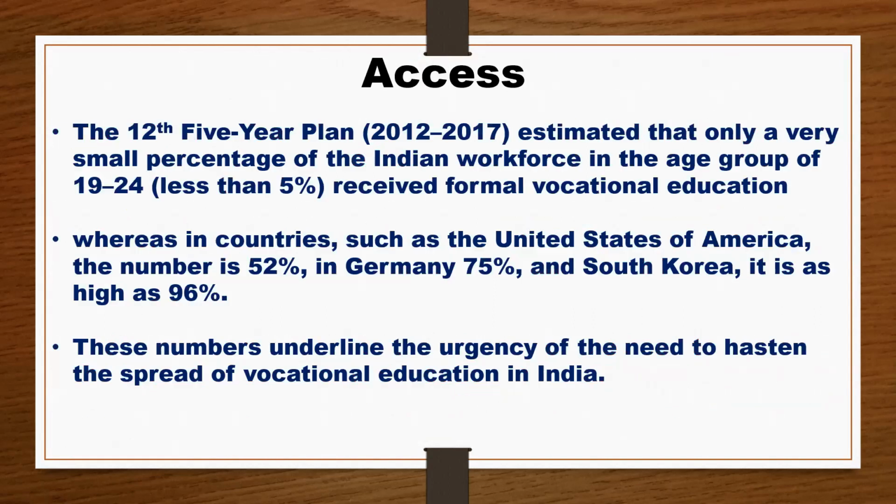The 12th five-year plan estimated that only a very small percentage of the Indian workforce in the age group of 19 to 24, which is less than 5%, received formal vocational education. But if we compare this percentage with other countries like the United States of America, this number is 52%. In Germany, it is 75%. In South Korea, it is as high as 96%. So by comparing, we can know the urgency of the need to hasten the spread of vocational education in India.